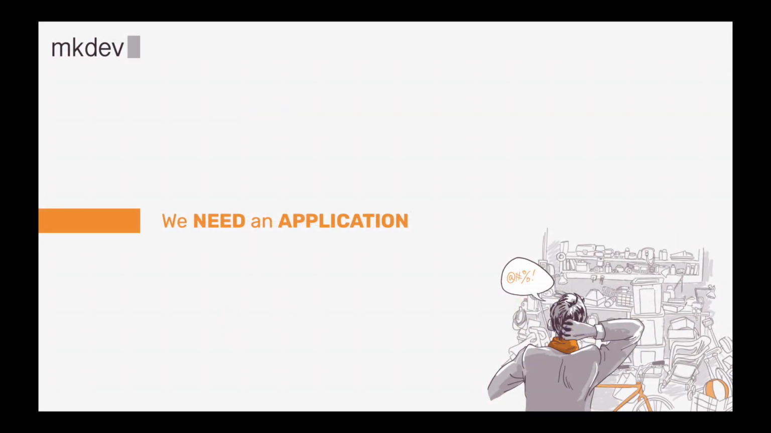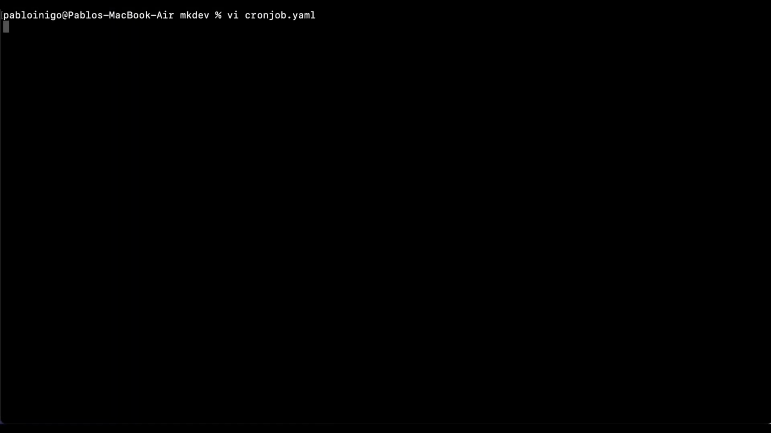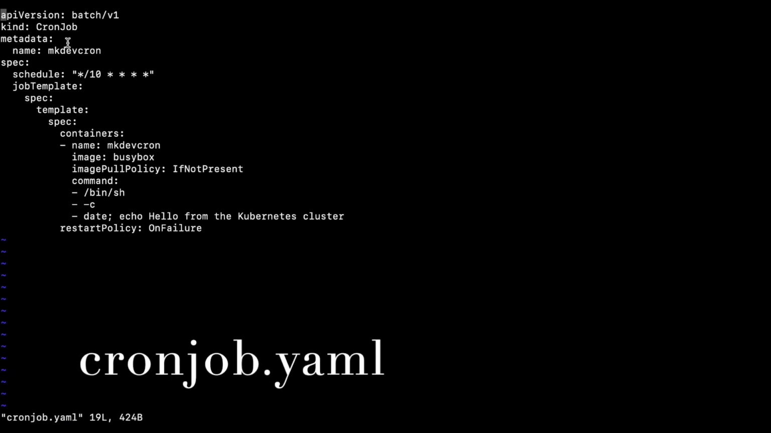Now, to execute our server side, we need first an application. Because as you know at this point, we are clever, we are not going to spend time on this, and we are going to copy a CronJob spec from the Kubernetes official page. We are clever people. As you can see, this is our CronJob spec, and what we're going to do is, every 10 minutes, execute this hello from the Kubernetes cluster.